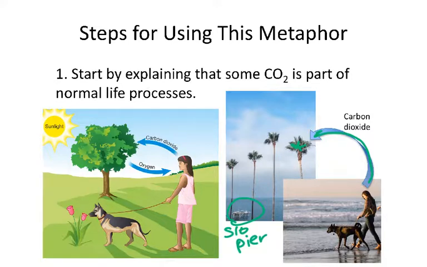So when you're using the metaphor, first you want to acknowledge that some CO2 is part of normal life processes. Part of the reason why that's beneficial is that I always say I want to activate your prior knowledge. This is a way to activate the prior knowledge of whoever you're talking to. They're likely familiar with the fact that plants use carbon dioxide, so it's a way to have some common ground when you're starting a conversation with them.